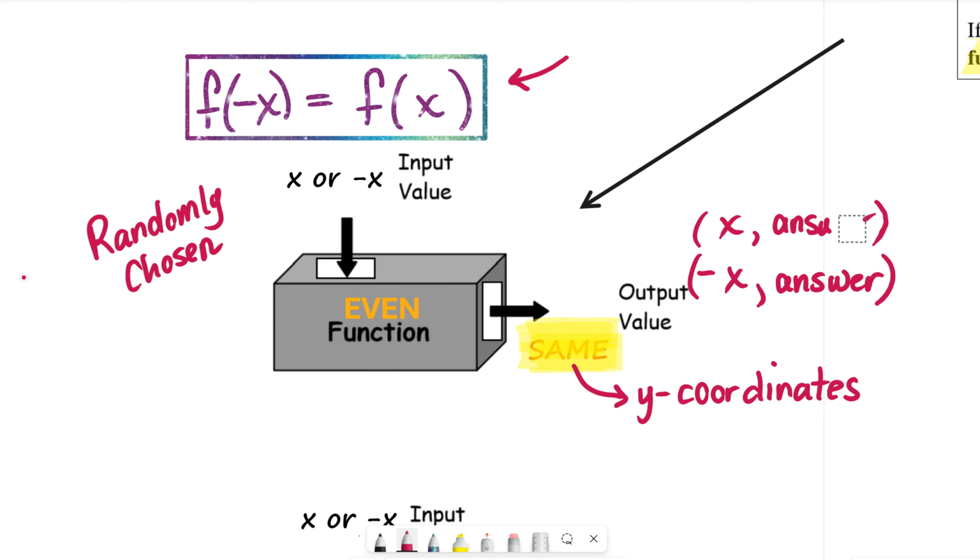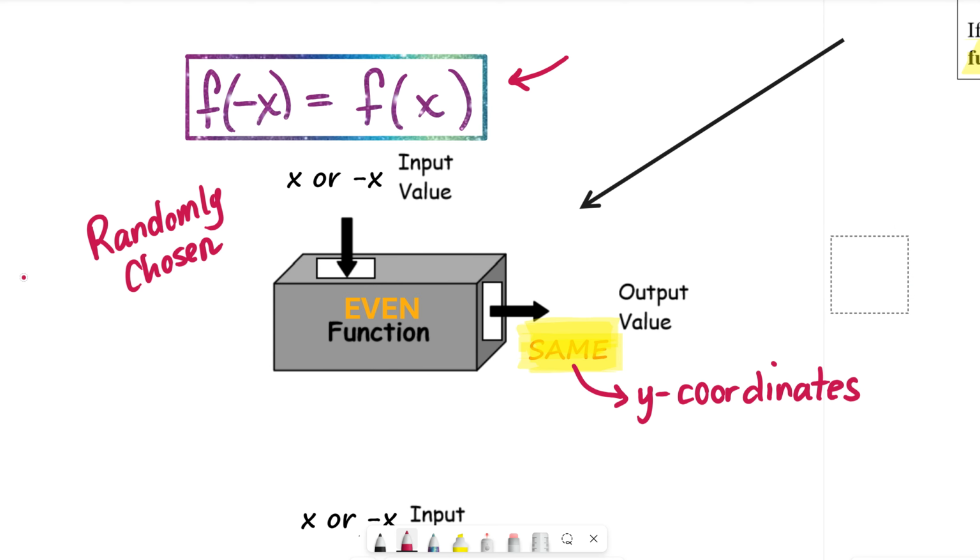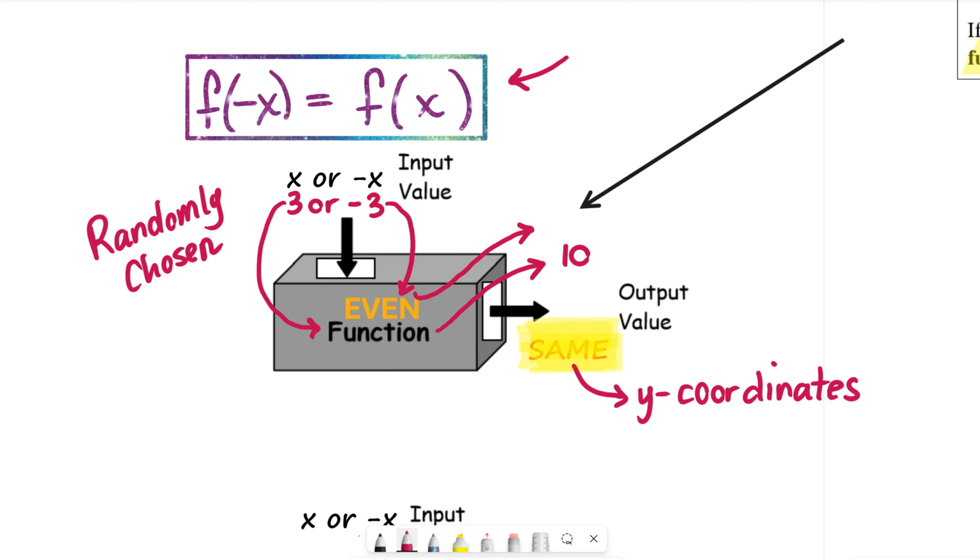So for instance, if they were both the same, let's erase these coordinates here, and we're going to pretend that x and negative x was a 3 or a negative 3. We substitute the 3 into the function, and once we simplify, the 3 yielded a 10 as an answer. Then we put in the negative 3 into the function. We did all the simplifying, and then it also ended up in an answer of a 10. So what you're telling me is that when 3 is substituted, you got a 10. That's one coordinate. And then when negative 3 was substituted, you also got a 10.